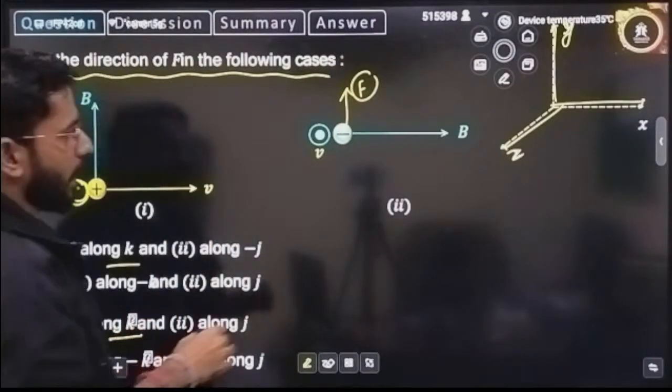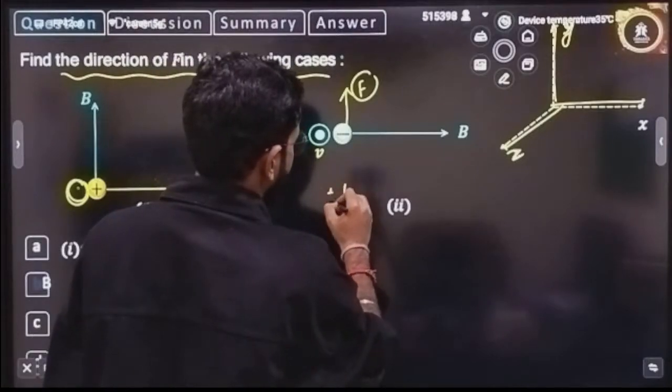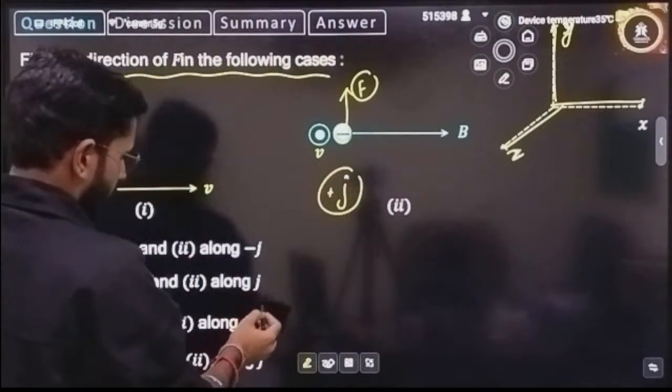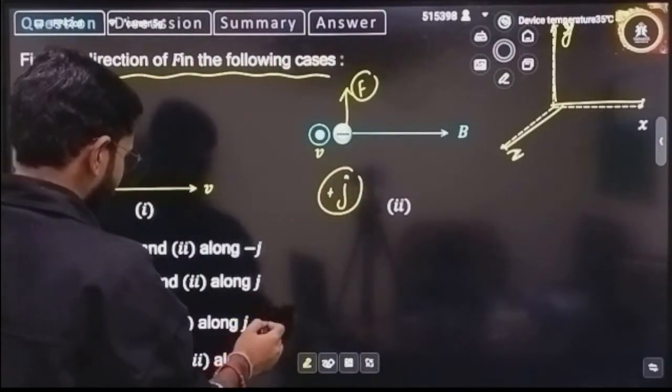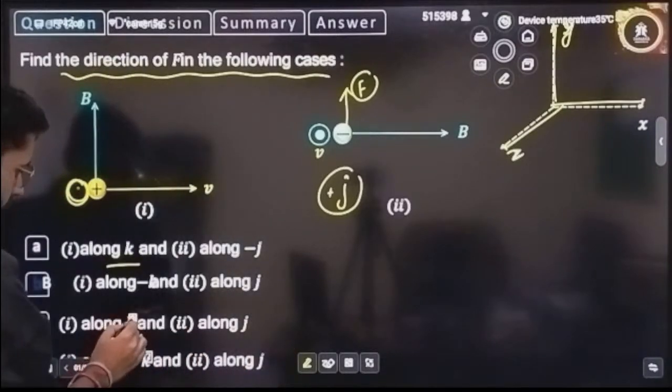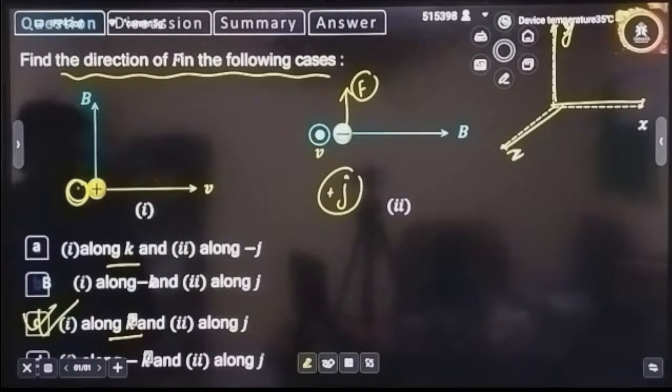That means for the second case, the direction that you will be getting is positive of j cap, either this or this. I guess that if there is no misprint here, option C will definitely be correct.